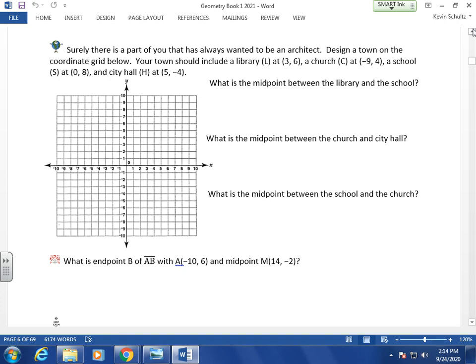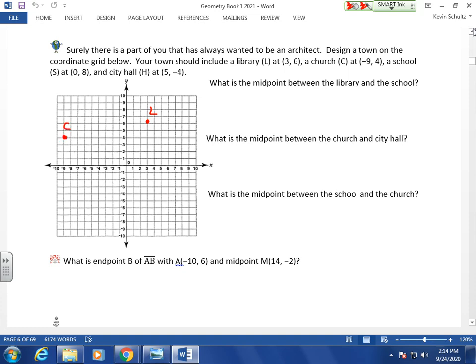Your town should include, so that we all have the same answers here, a library, that's important, at 3,6. So at 3,6, let's go ahead. Whoops, I've got to calibrate this thing, I think. But at 3,6, we're going to have point L for the library. Remember, ordered pairs, the x coordinate always comes first. Okay. A church, point C, at negative 9,4. That's important as well.